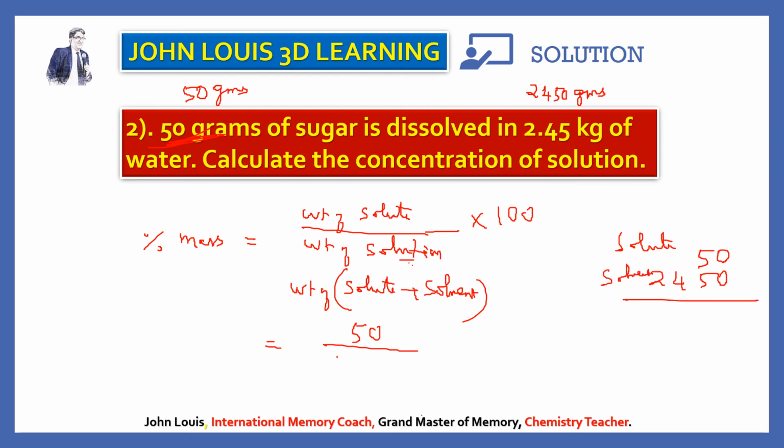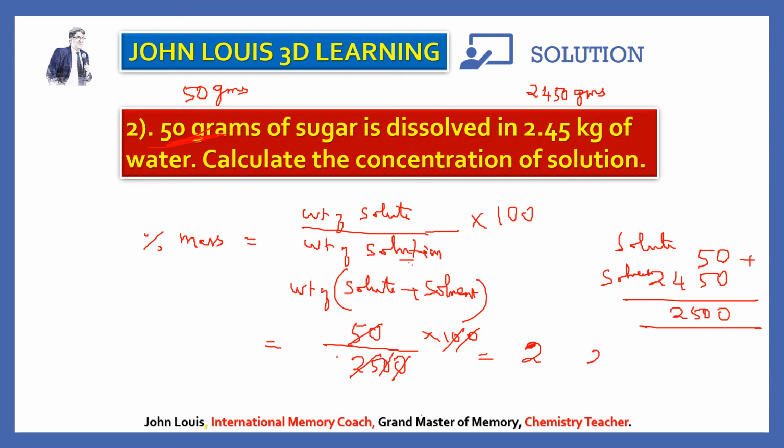Therefore what is the solution weight? We have to add these two. If you add these two, what do you get? 2500. Therefore what should come in the denominator? 2500. So weight of the solute divided by weight of the solution, that is the sum of the weight of the solute plus solvent, into 100. If you simplify, two zeros will be cancelled, and if you divide 50 by 25, we will get 2%. The percent is equal to 2.